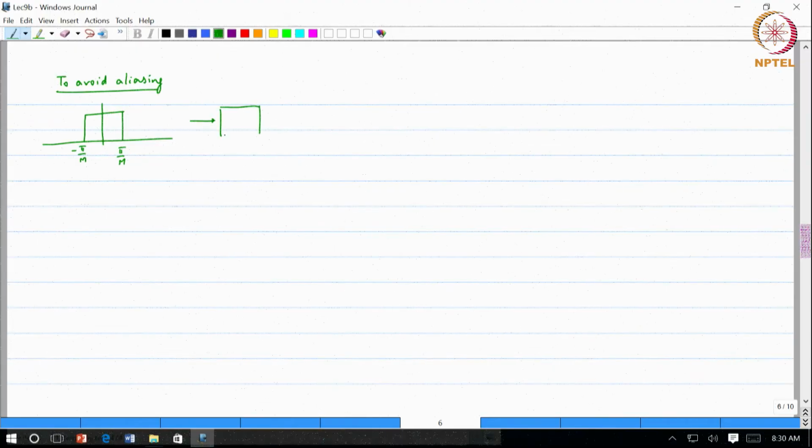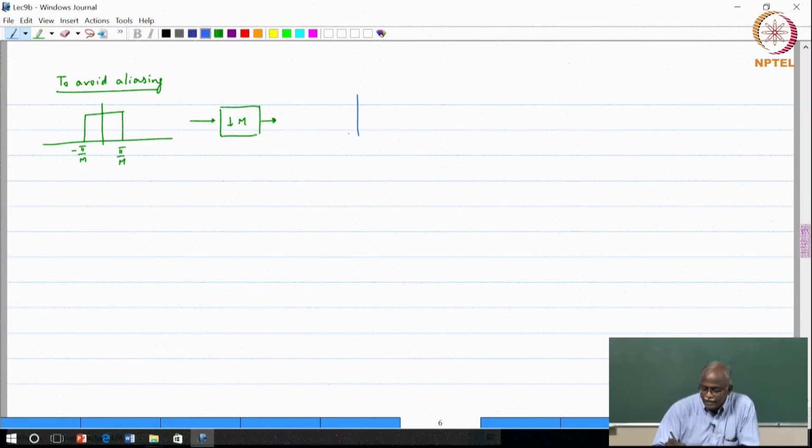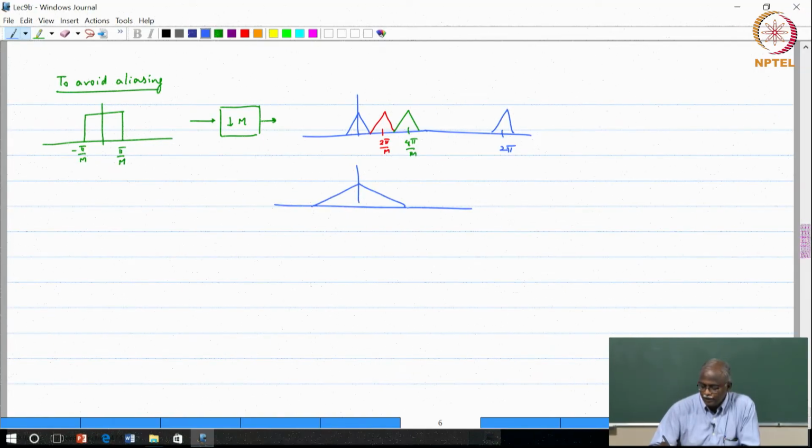Then I pass this signal through a downsampling by a factor of m. The output spectrum before the rescaling, because I have only pi over m, will have shifted copies at 2 pi over m, at 4 pi over m and so on, all the way to 2 pi. Okay. Now, after doing the rescaling, what we have is something that goes from 0 to pi. Okay. So, that is the spectrum.